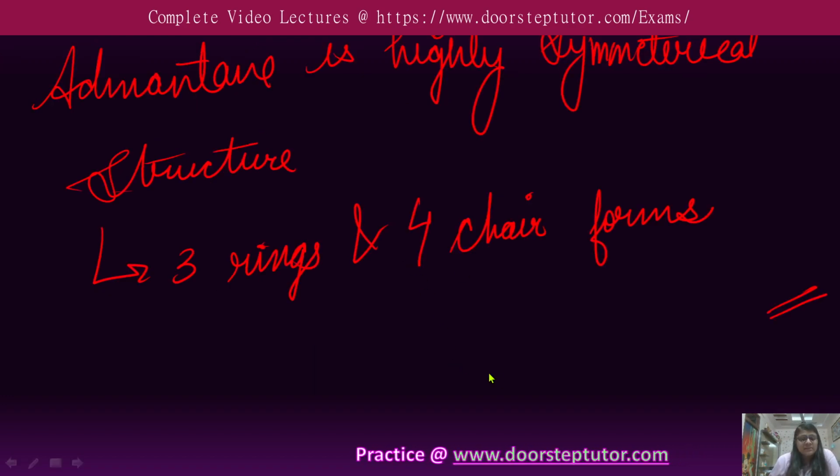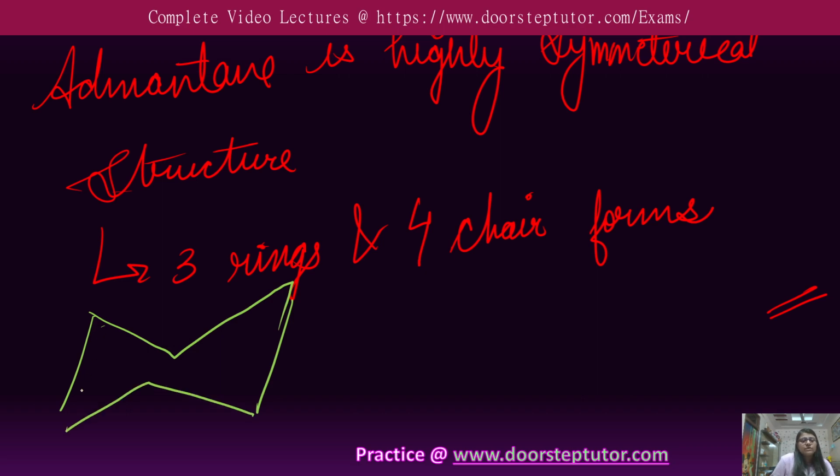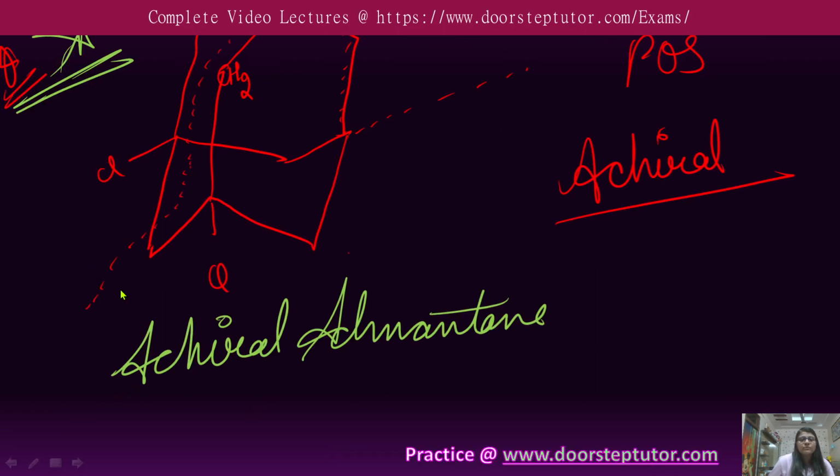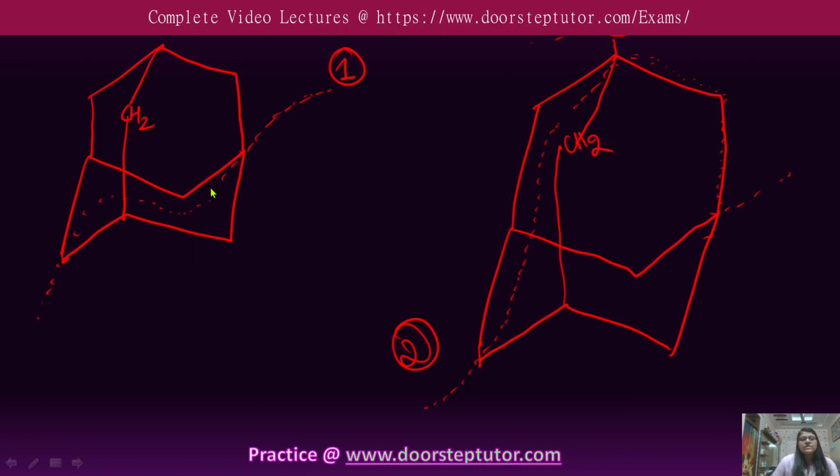Adamantane is a highly symmetrical structure and it generally has 3 rings and 4 chairs. So it's a very important thing that you have to remember, how many rings and how many chair forms exist in adamantane. There are 4 chair forms in adamantane. I will explain the 4 chair forms to you. Just consider this is the structure of adamantane.